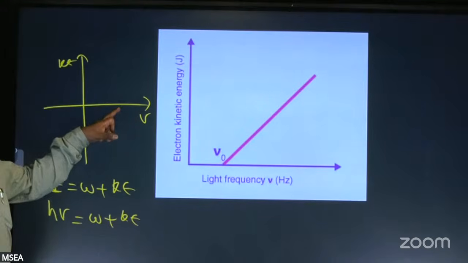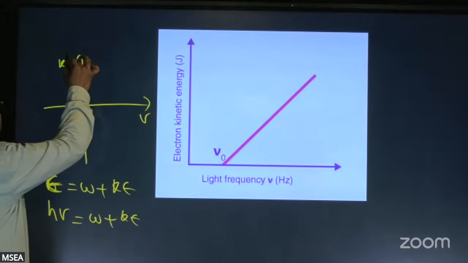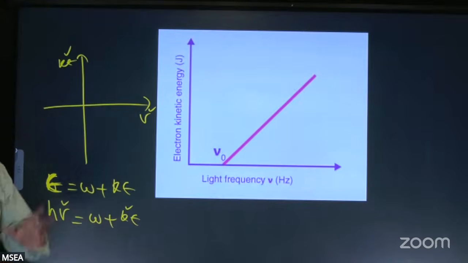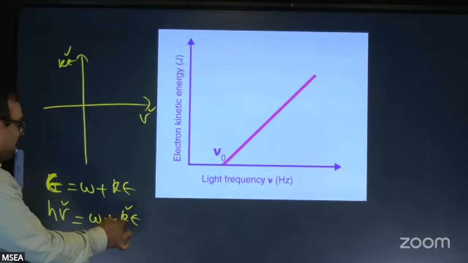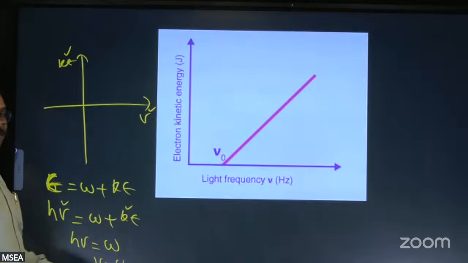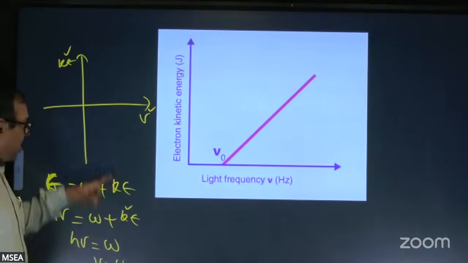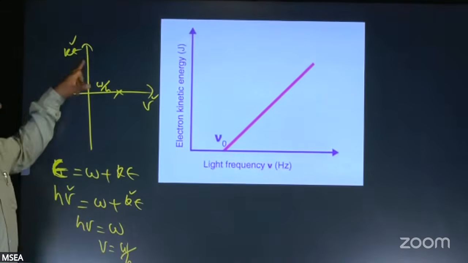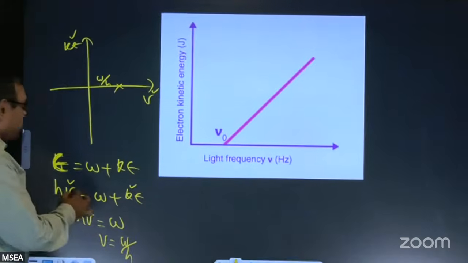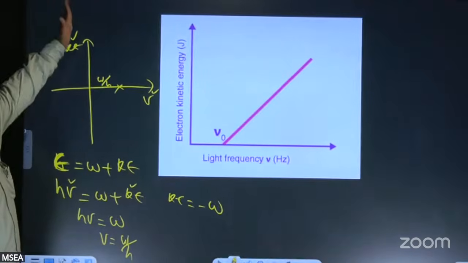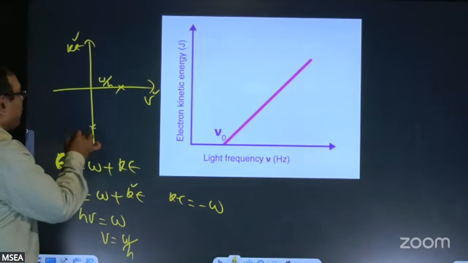There are two variables here: one is kinetic energy, another is frequency. What you have to do is keep one as 0 to get the other value. Suppose I put Ke as 0, then h nu is equal to W, so nu is equal to W by h. Whenever you keep Ke as 0, you get W by h, on the positive side. Now if you want to get Ke, put nu as 0. As nu is 0, Ke is equal to minus W. Kinetic energy is negative, on the negative side. Then you get this about W.